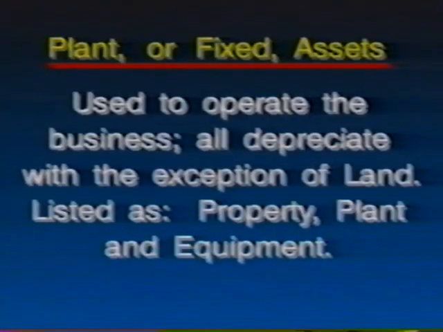All other assets are long-term assets and are used to operate the business. The most common category of long-term assets is plant assets or fixed assets. These are generally listed in the following order: property, plant, and equipment. All plant or fixed assets depreciate with the exception of land. Therefore, the book value of the company's building, equipment, automobile, or any other depreciable asset is calculated by subtracting its accumulated depreciation from the asset's cost.